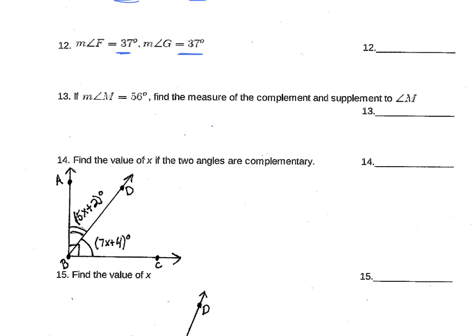On number 13, the measure of an angle is 56 degrees. We want you to find a measure of its complement angle and its supplement. Okay, we did this on the worksheet in class the other day. So if they're complementary, they're going to add up to what? If they're supplementary, they're going to add up to another number. Subtract those to find your two measurements. Now, so you should have two answers for number 13.